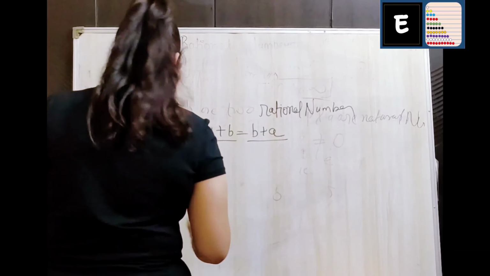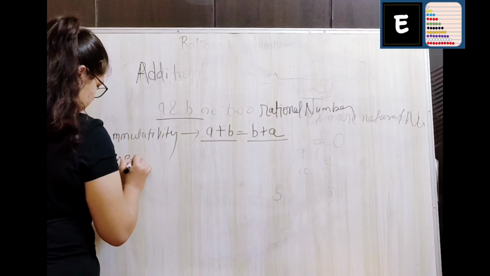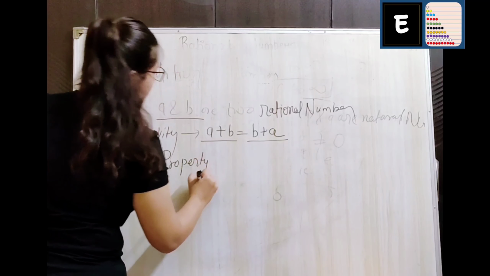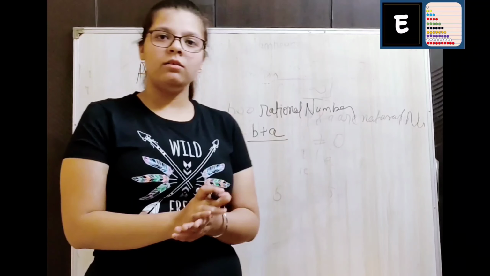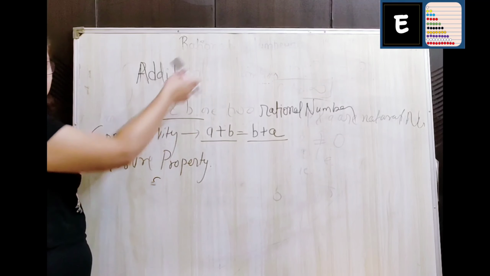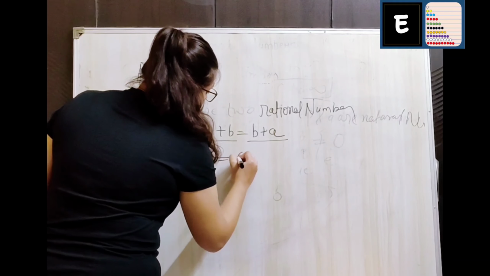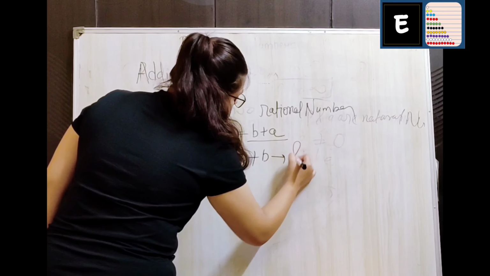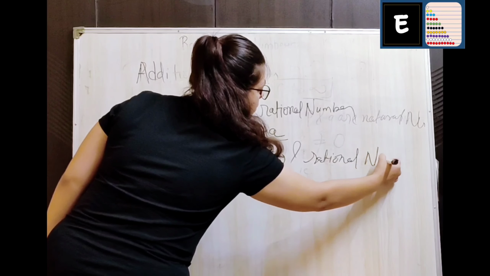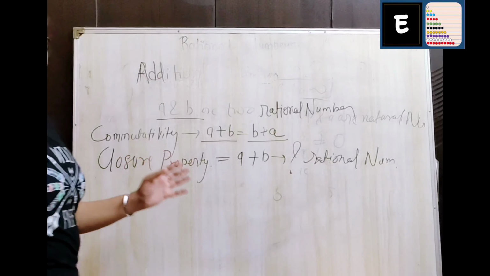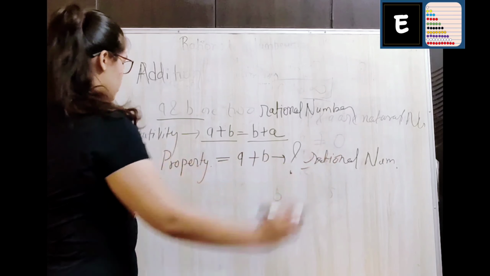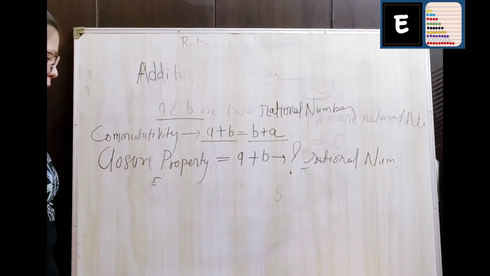Next, we have the closure property. The closure property means if we add two rational numbers, the answer will be a rational number. For example, let's assume A and B are two rational numbers. If you add A plus B, the answer will be a rational number. If we add any two rational numbers, the answer will also be a rational number. This property is called the closure property.